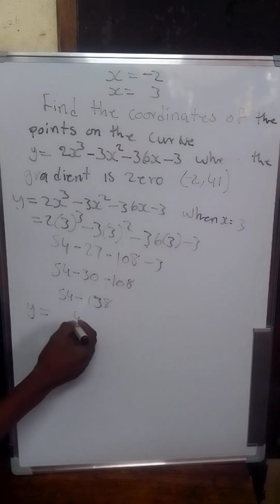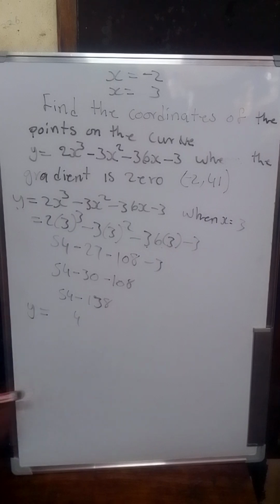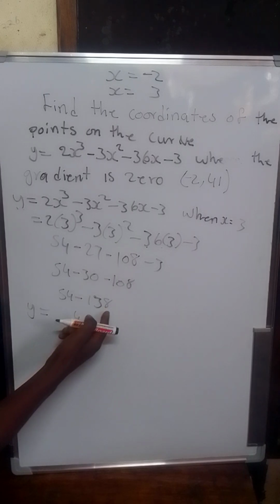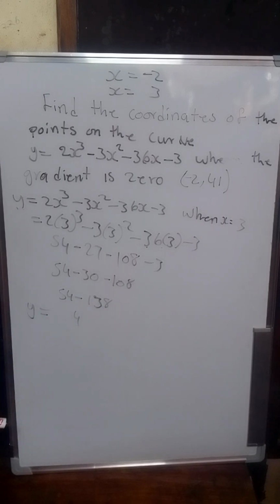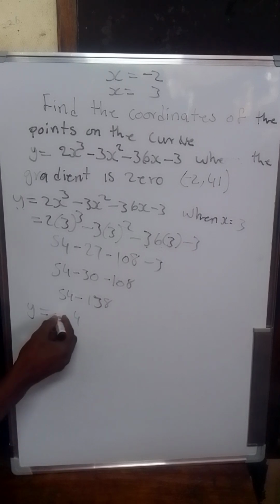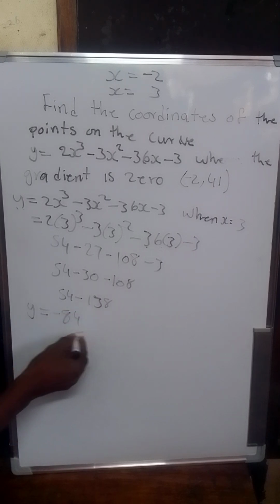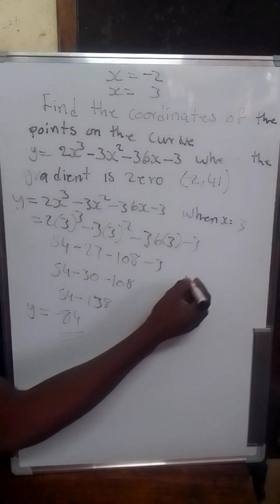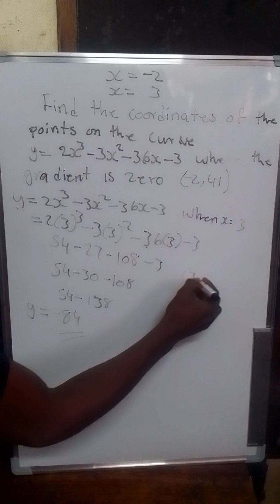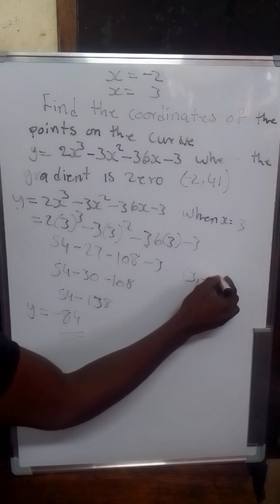So we subtract here, and we get the value of y, which is negative 84. So we have the coordinates where we have 3 and negative 84.